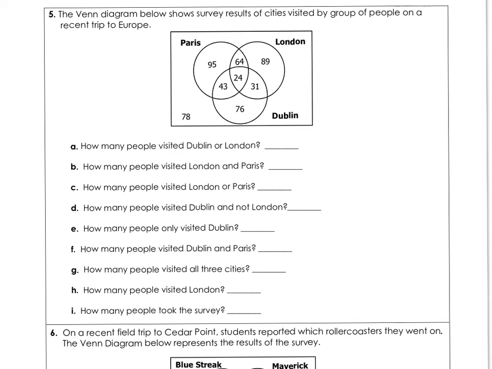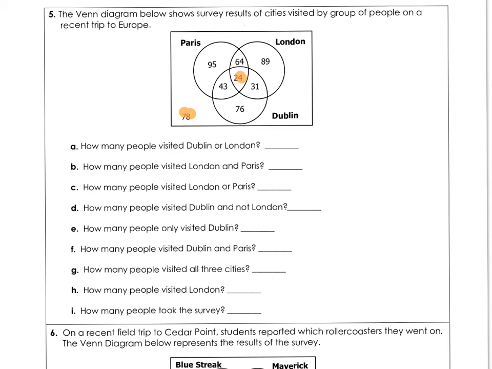So the Venn diagram below shows survey results of cities visited by a group of people on a recent trip to Europe. So there are people who went to London, some people went to Paris, others went to Dublin, and there are 78 people who didn't go anywhere in Europe, and they're represented here, right? And there are also people who went to both Paris and London, both Paris and Dublin, both London and Dublin, and there are only 24 people who went to all 3 cities, and that's right there. So that's how you read the Venn diagram.